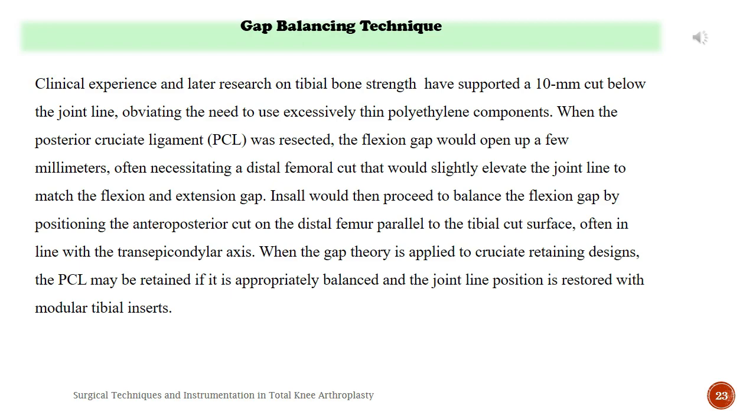When the posterior cruciate ligament, PCL, was resected, the flexion gap would open a few millimeters, often necessitating a distal femoral cut that would slightly elevate the joint line to match the flexion and extension gap. Insole would then proceed to balance the flexion gap by positioning the anteroposterior cut on the distal femur parallel to the tibial cut surface, often in line with the transepicondylar axis. When the gap theory is applied to cruciate retaining designs, the PCL may be retained if it is appropriately balanced, and the joint line position is restored with modular tibial inserts.